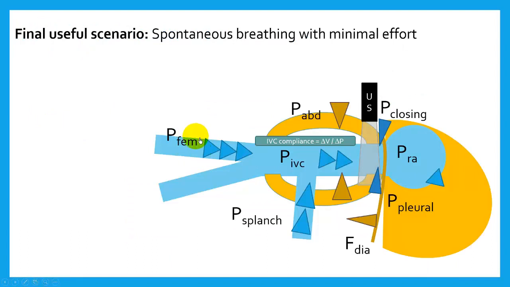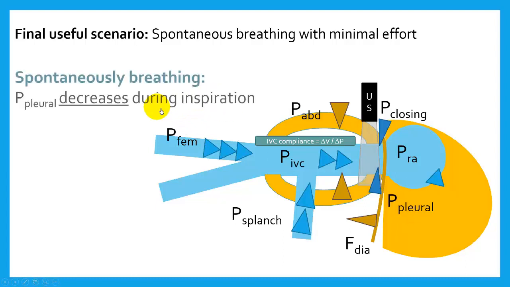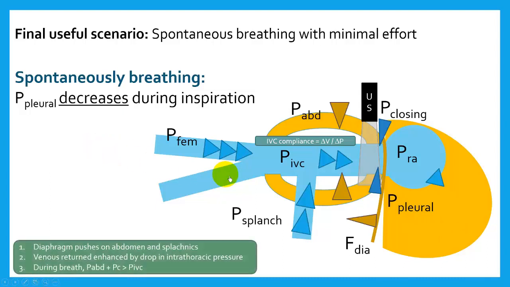This is a spontaneously breathing patient, but one who has minimal effort. And I say minimal effort because pleural pressure is going to impact how all these things behave. So if my spontaneously breathing patient has a decrease in their pleural pressure during inspiration, but their work of breathing is not dramatic, their pleural pressure is not dropping dramatically, then you're going to see how this is going to be helpful in those situations.